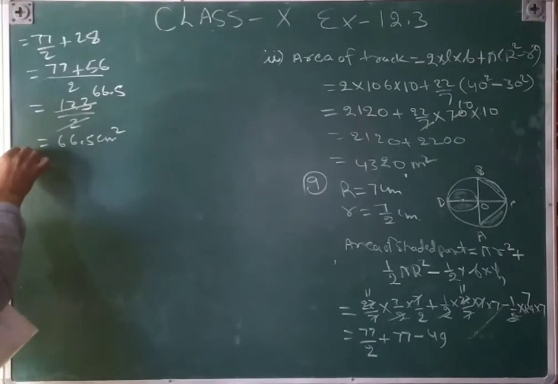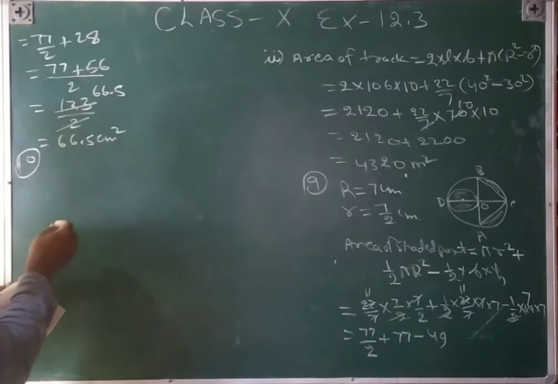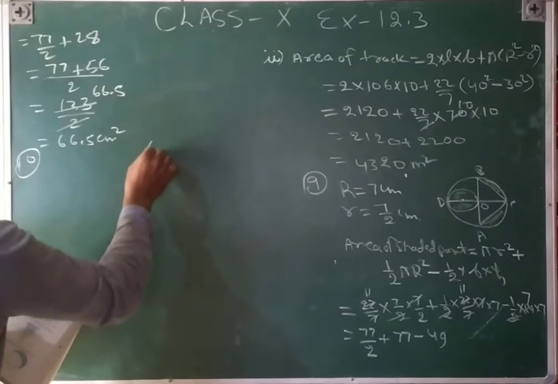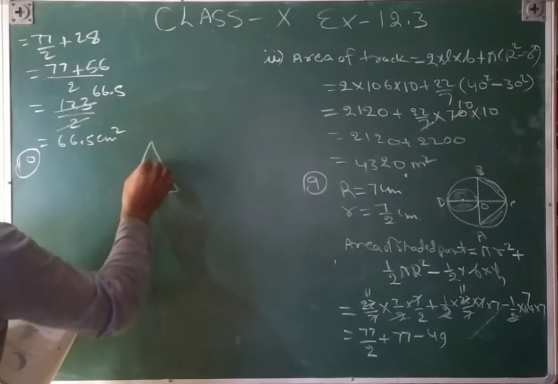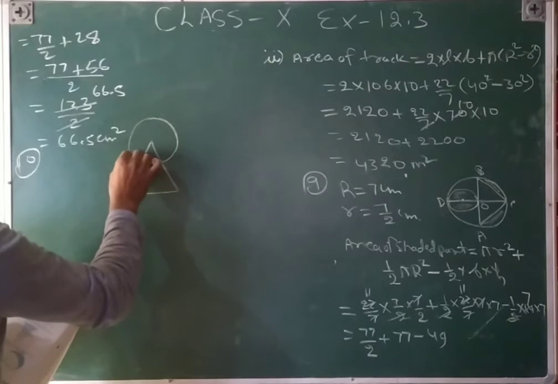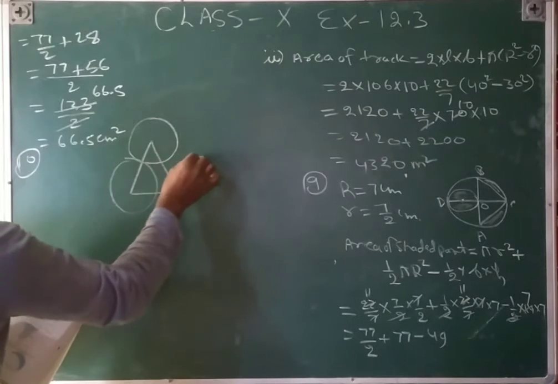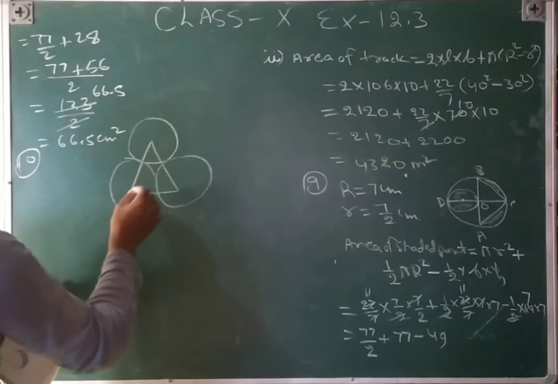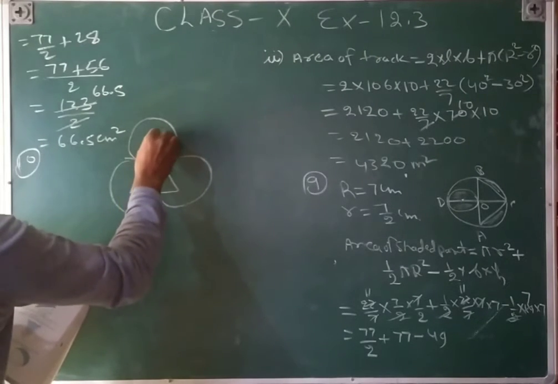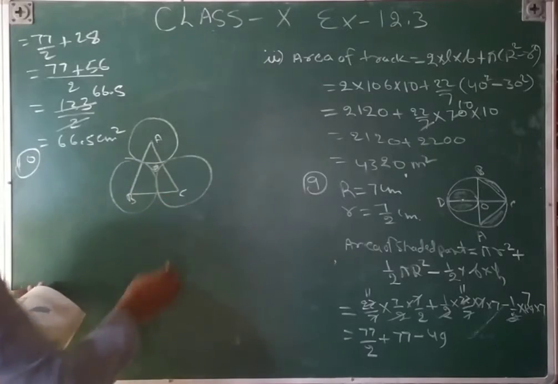And then 10th question. You can see the diagram here. 3 circles are there, each of the same radius. We need to find out the area of this one, A, B, C.